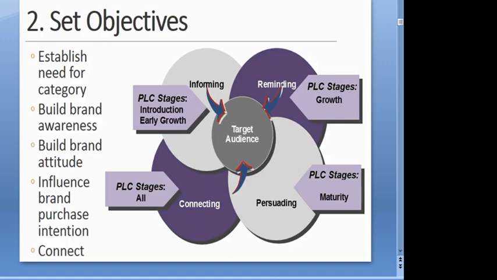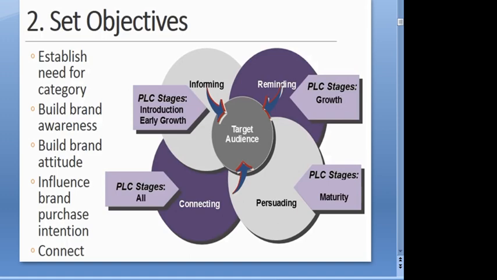The first one is category need. It can be done by establishing a product or service category as necessary to remove or satisfy a perceived disparity between current motivational state and desired motivational state. A new-to-the-world product such as electric cars will always begin with a communication objective of establishing a category need.